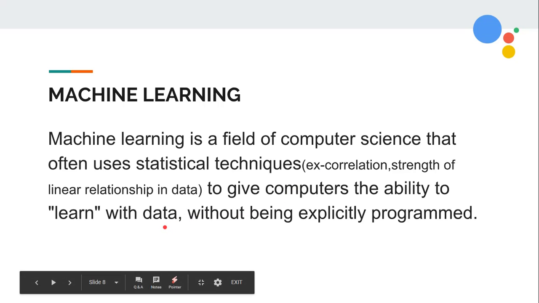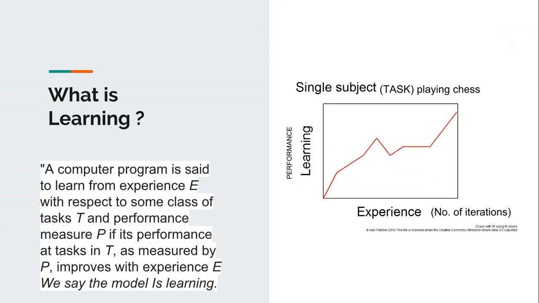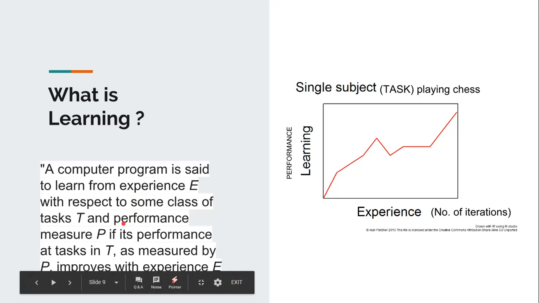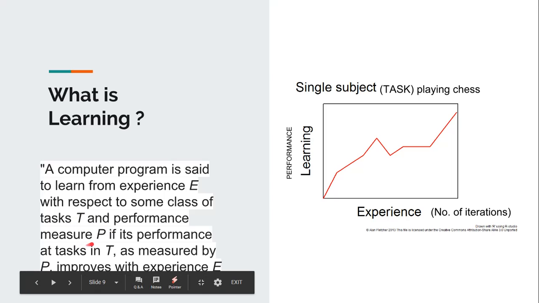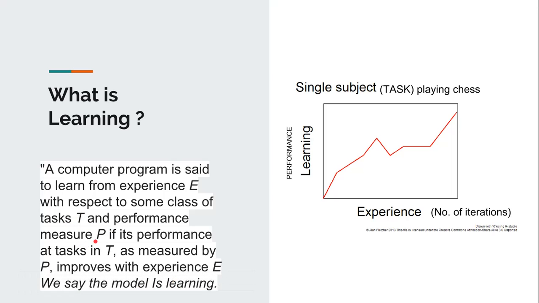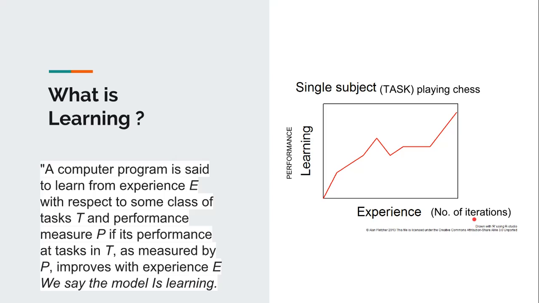Okay, so what is learning? Now let's focus on that. We will go with this definition from Wikipedia. A computer program is said to learn from experience E with respect to some class of task T and performance measure P. Here three things are introduced. First is the experience. Experience means the number of iterations or the number of attempts a machine has made on that specific task.